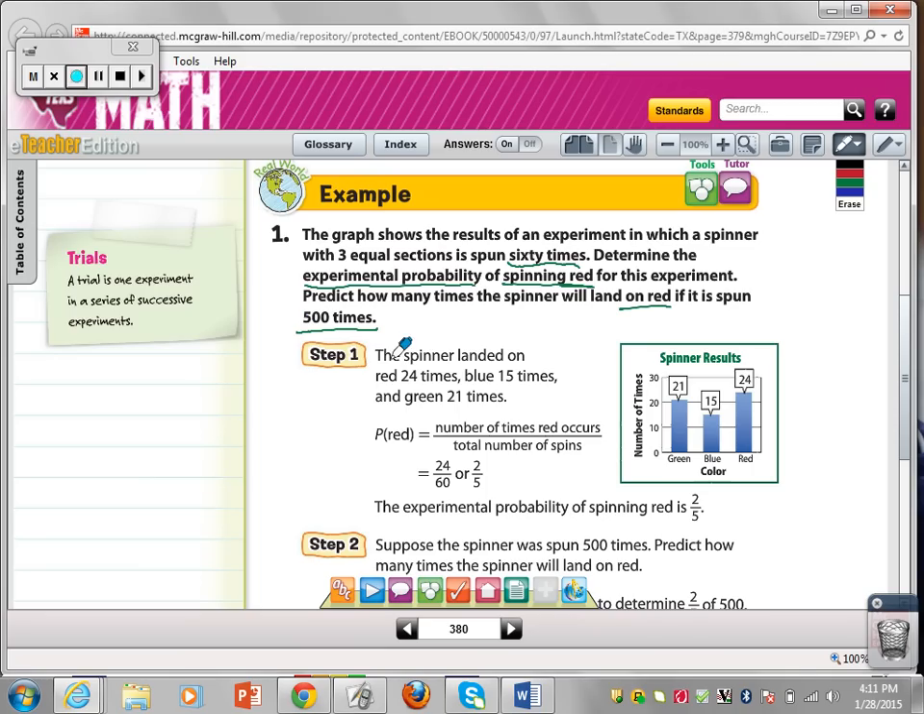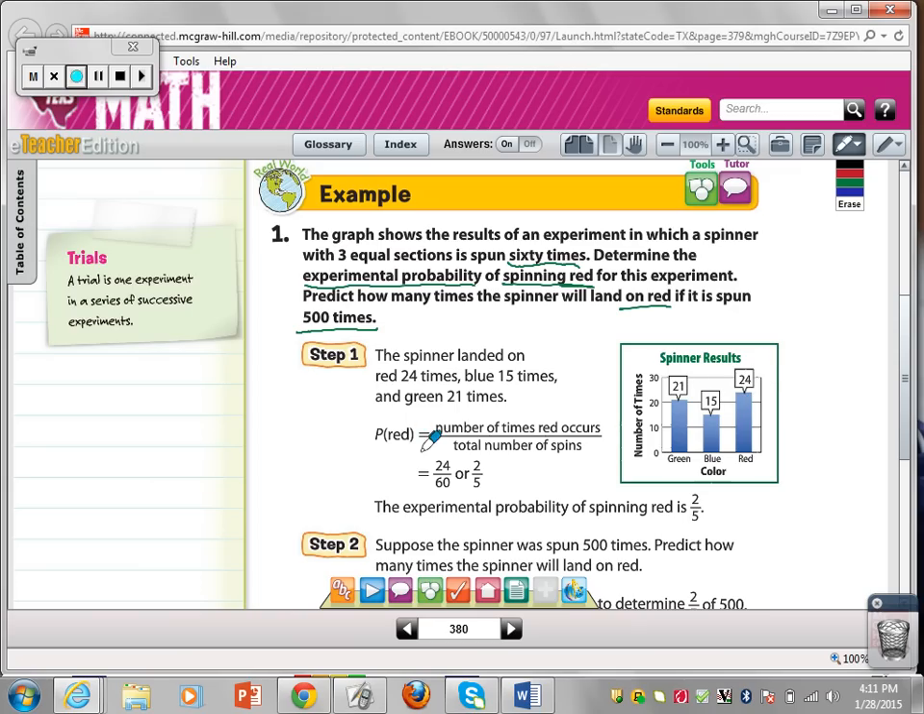Step 1. The spinner landed on red 24 times, on blue 15 times, and on green 21 times, as you can see in the graph right here. So the total number that they spun it was 60 times. So this should add up to 60.